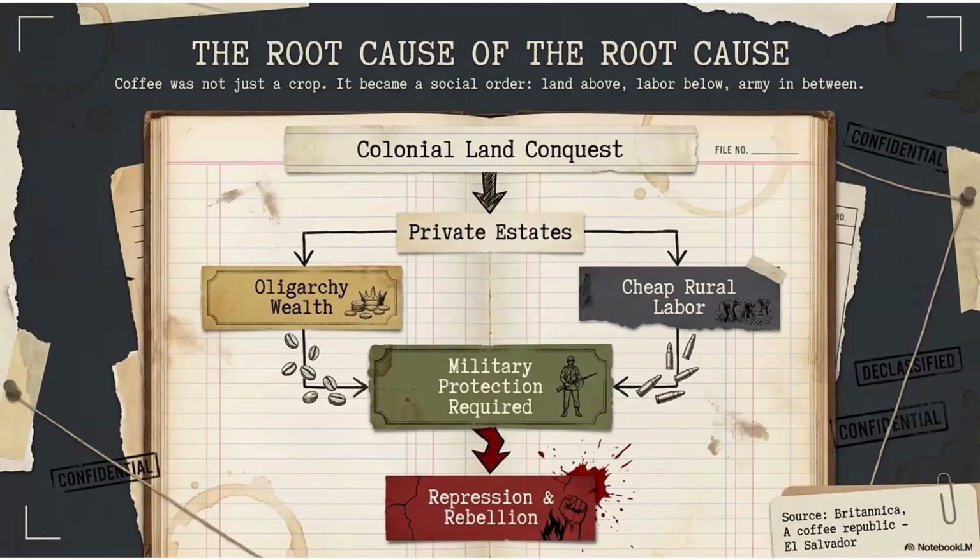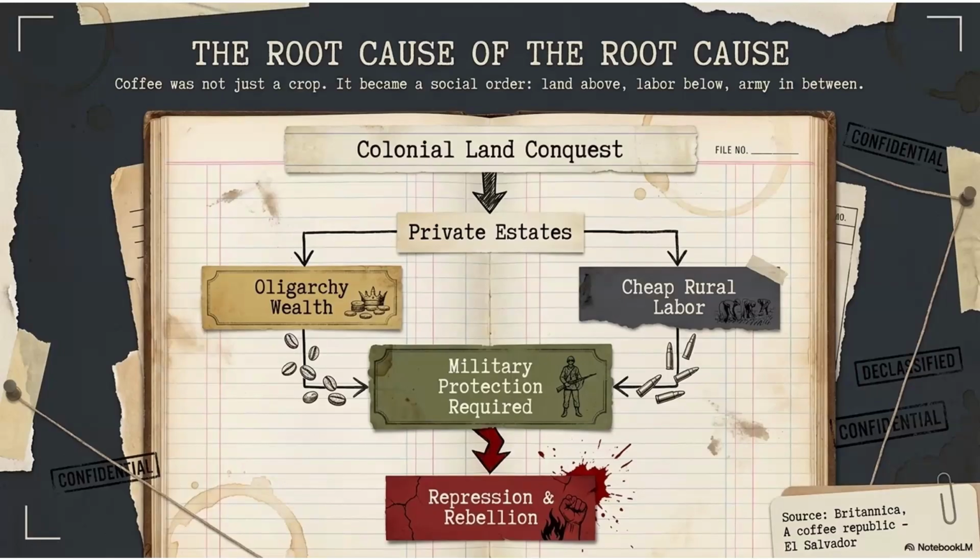In the 1880s, liberal reforms abolished many communal and indigenous landholding systems. Land moved increasingly into private hands. The economy became dependent on coffee exports to the US, while the rural majority became dependent on seasonal plantation labor. So before communism, before the FMLN, before Reagan, before the White Paper, El Salvador already had a structure of extreme inequality.